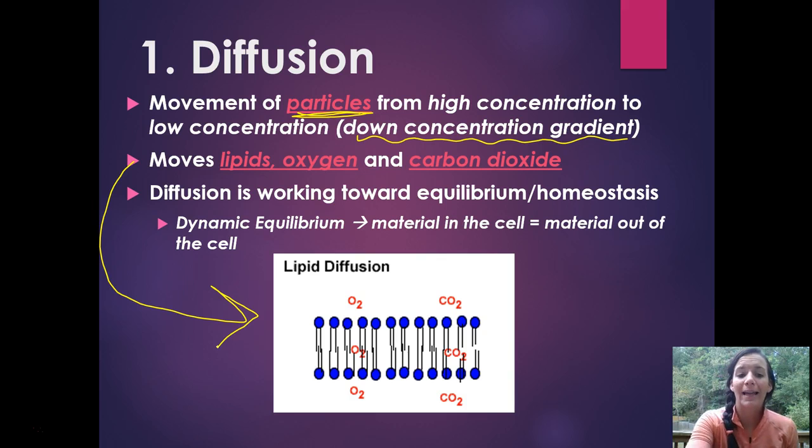And something called dynamic equilibrium is what happens when the material inside of the cell equals material outside of the cell. Diffusion is also really easy to think of when you think about if someone sprays something, whether that's Lysol or maybe a really strong perfume, you eventually smell it even though you initially didn't smell it when it was sprayed, because those molecules are diffusing through the room or through the area that you're at.